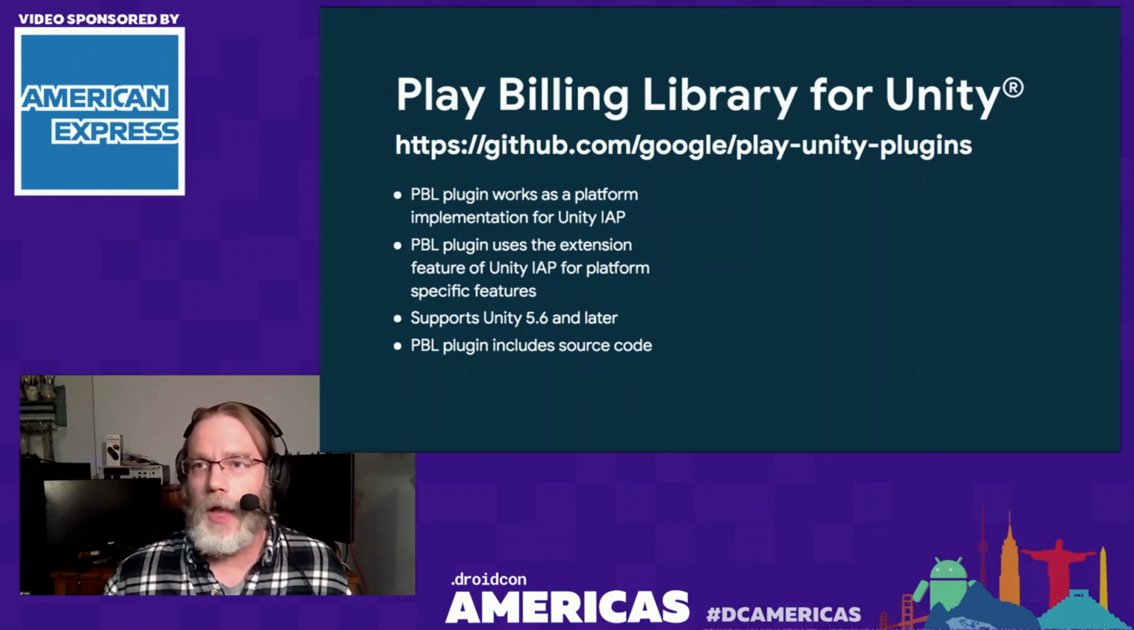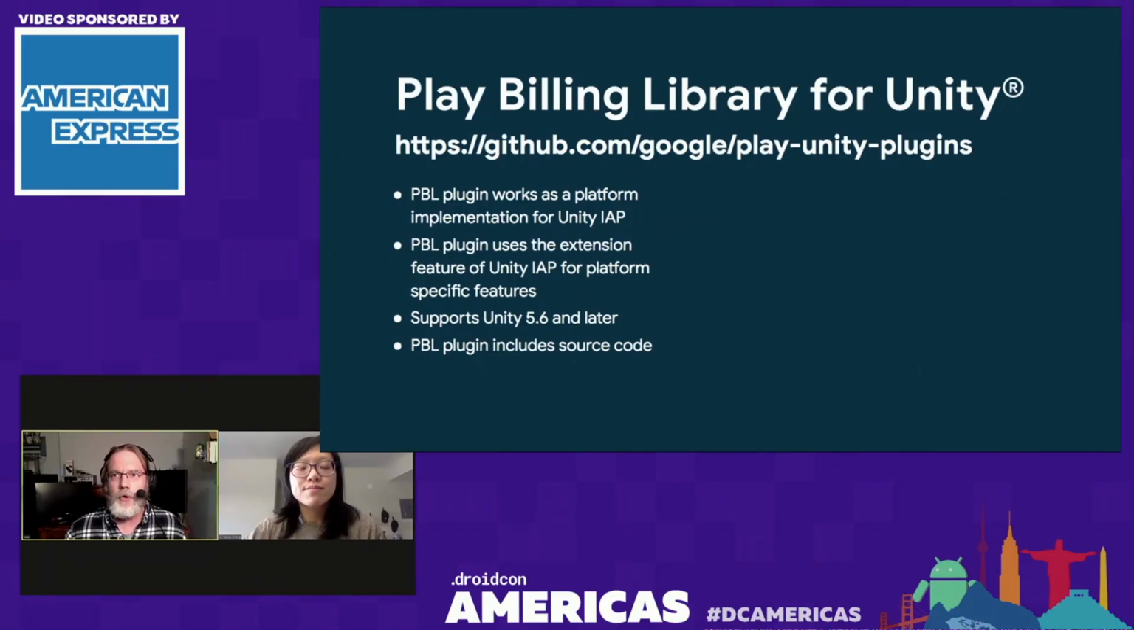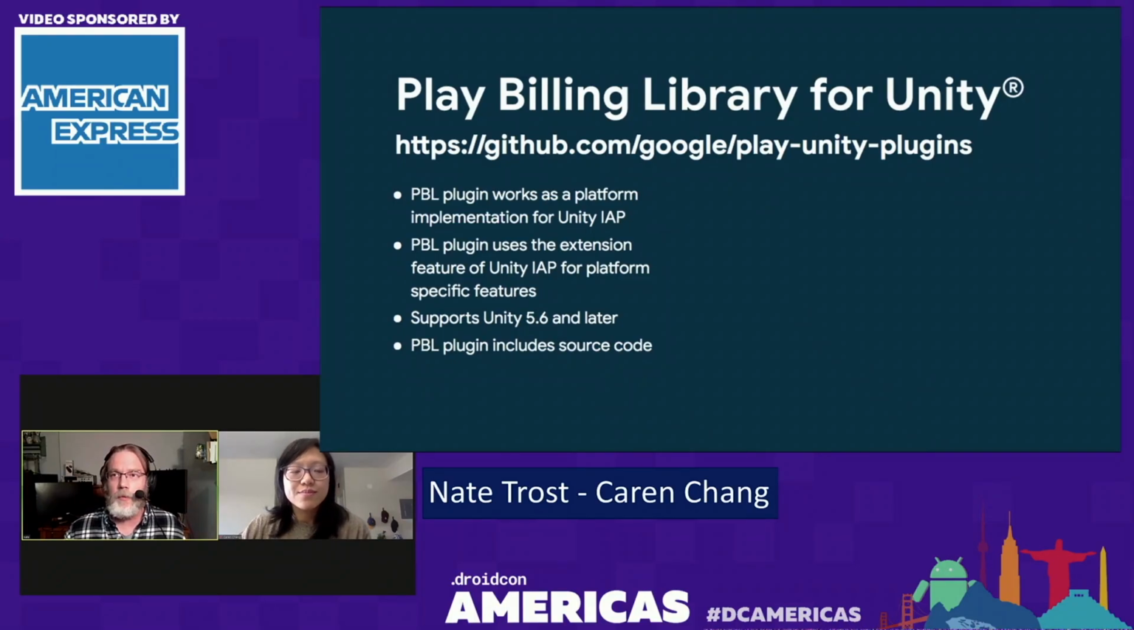Now, the Play Billing library plugin supports everything from Unity 5.6 to the current 2020 release. So no matter what version of Unity you're using, you should be able to integrate this into your application. And finally, the plugin does include source code. It's not just a precompiled DLL. So if you do want to dig into the details of how it's working under the hood, you can do that. Next slide, please.